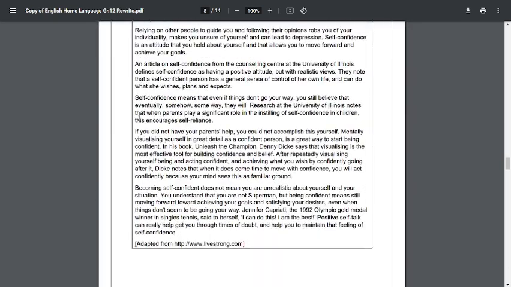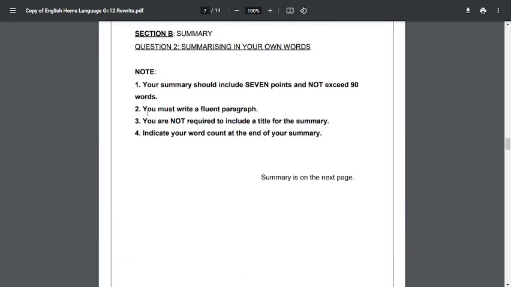Section B, summary. Okay, so remember your summaries. I know it says 7 points and not exceed 90 words, so 7 points you see, and then you write perhaps 7 bullet points. Do not write bullet points in a summary. Never in your exams write a bullet point in your summary. You must write a fluent paragraph. That means that all of your sentences must be full sentences. And it must be in paragraph form. One paragraph, including full sentences.